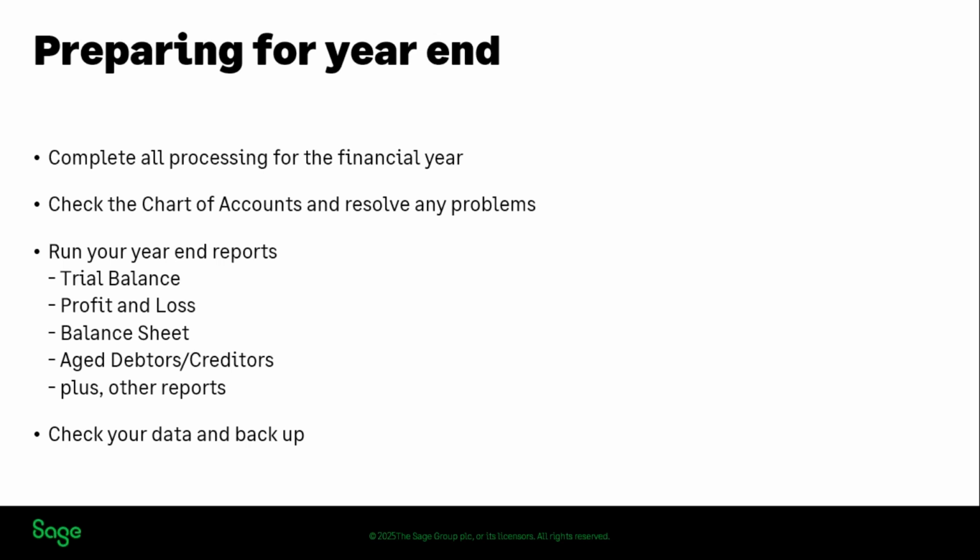And then we recommend to run your reports. So typical year-end reports are your management reports, so your trial balance, the profit and loss, your balance sheet, and maybe also your aged debtors and creditors reports. That allows you to see where you stand with your customers and your suppliers at the point of year end. But there may be other reports, so that isn't an exhaustive list. Your accountant or your business might require other reports to be taken at the point of year end.